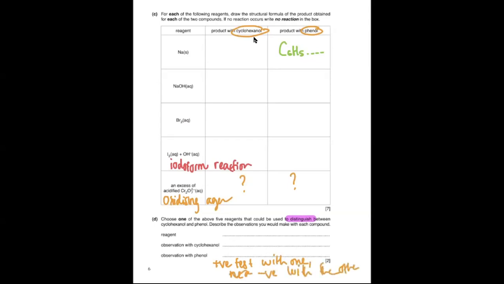Okay, you do not want to choose a reagent that gives a positive test for both cyclohexanol and phenol. Otherwise, you wouldn't be able to differentiate. Okay, because if both of the compounds give you positive tests, a positive test means a reaction that can happen, that can be observed. Okay, so you choose a test that is positive with one and negative with the other.